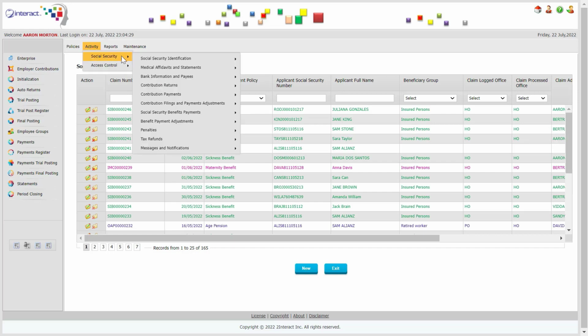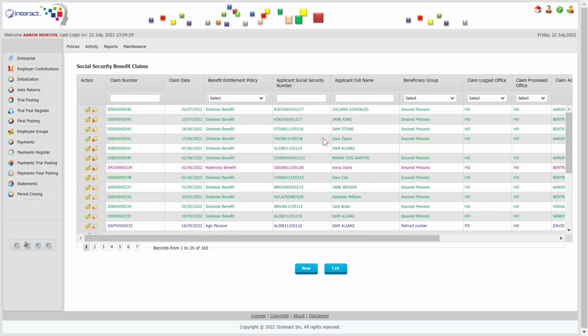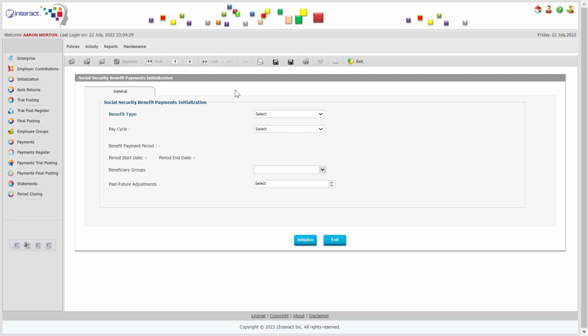How do you start the benefit payment process? When we go and look at Social Security benefit payments, we see that one of the first steps is to initialize payments. This is because payments for past periods may have been approved only recently, and claims with future payment dates may already be approved in the system. So the initialization process will separate and pick up and prepare only those payments which should be included in this particular payment run. By running the initialization, the system will pick up all the correct benefit entitlements which need to be included in this payment run.